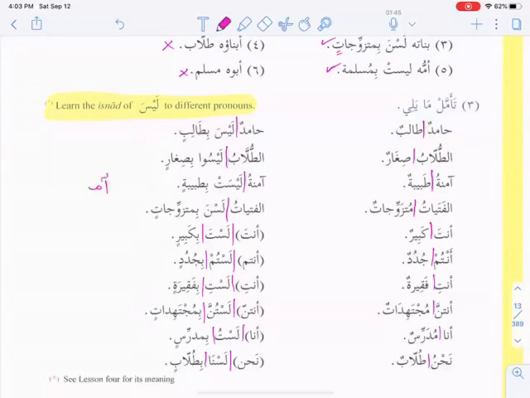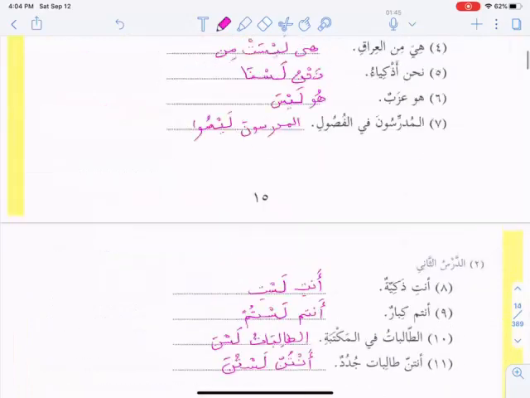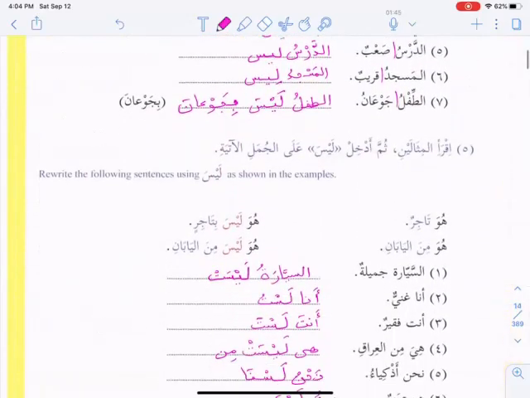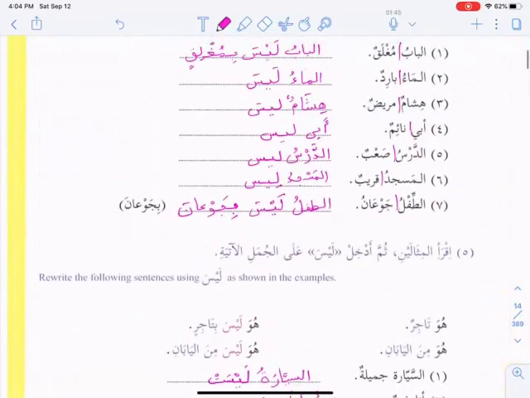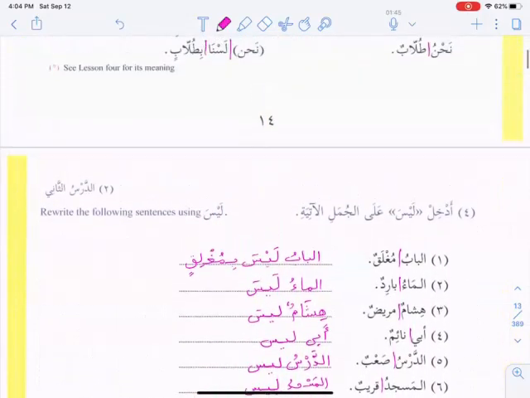Aminatu is not a doctor. Okay. So how did we say? Aminatu laysat bi tabibatin. Al-fatayatu mutazawwijatun. The young ladies are all married. Okay. Young ladies are all married.